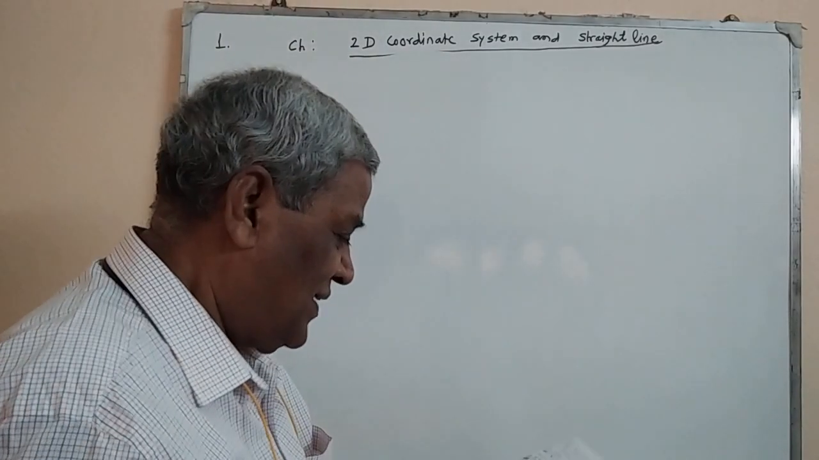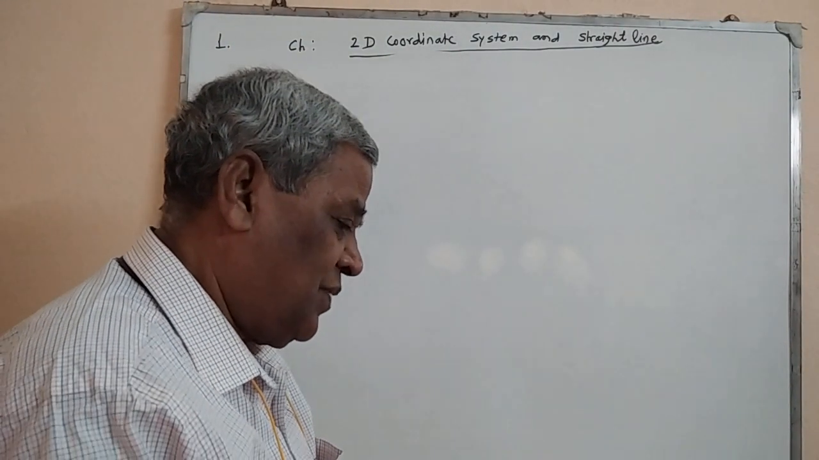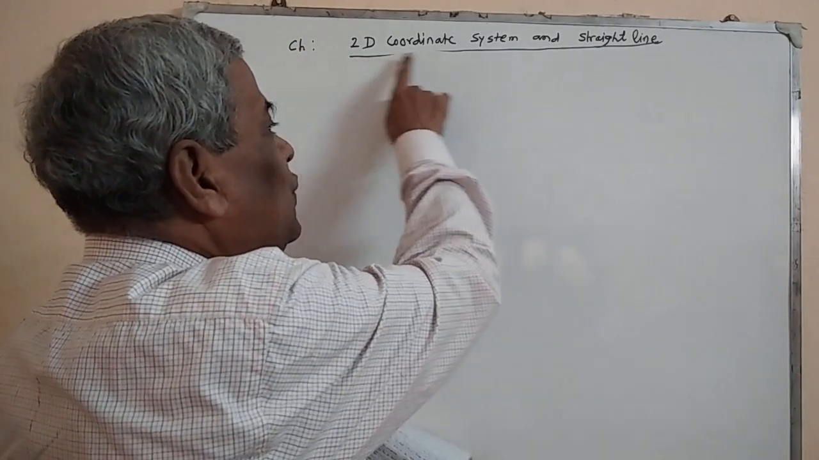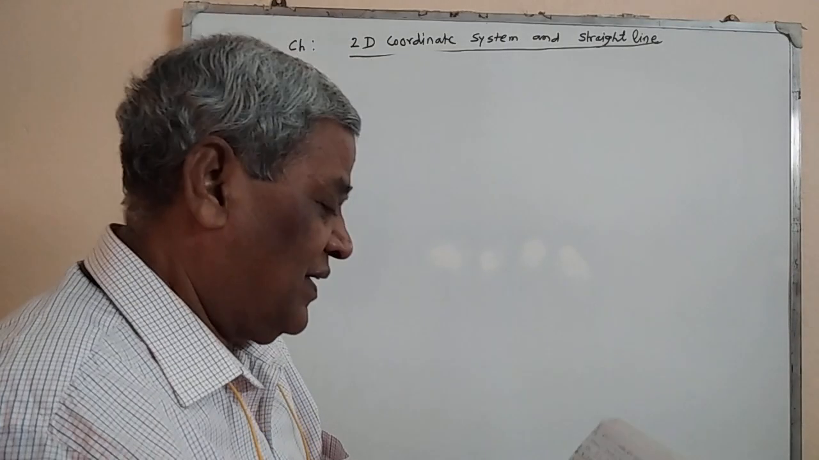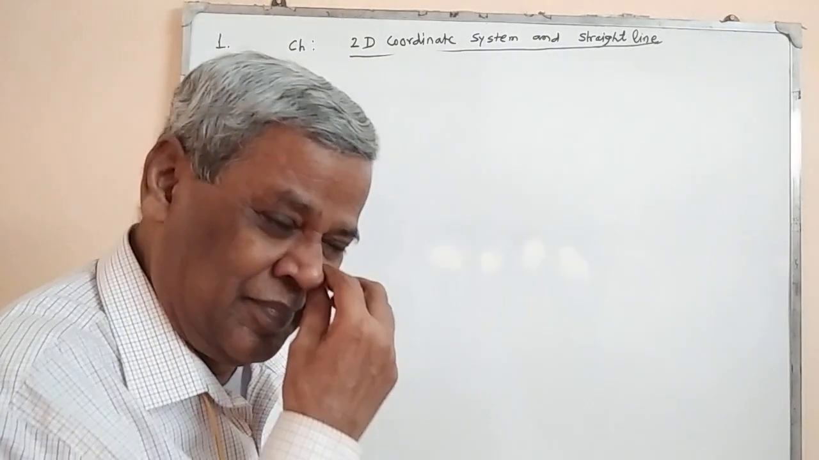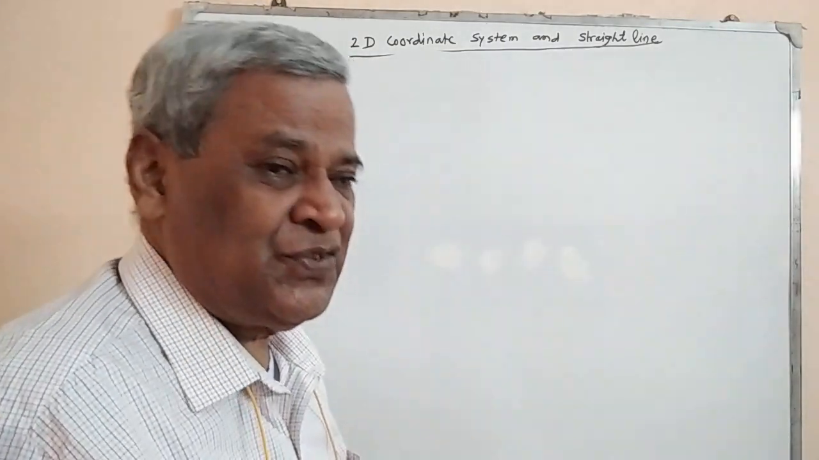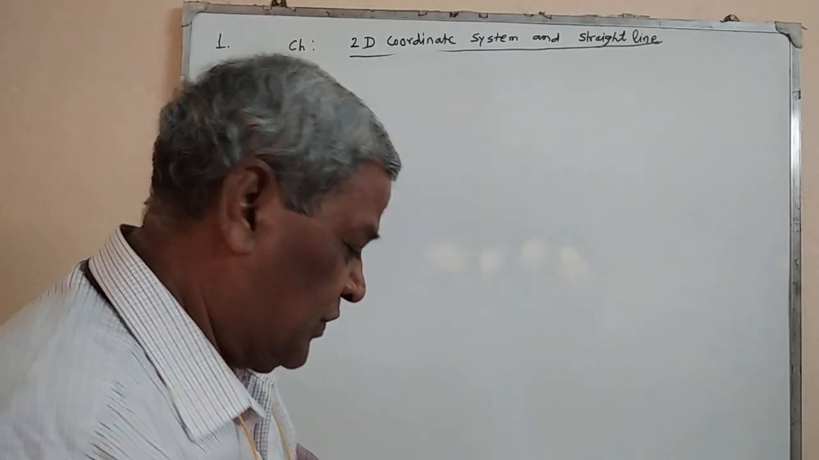In last class, I discussed a few tips on this chapter, 2D coordinate system and straight line. Today, some problems from there will be solved.